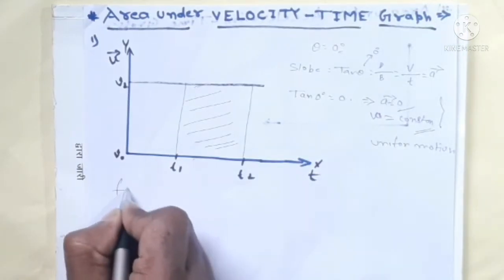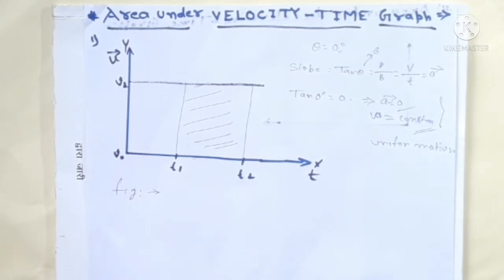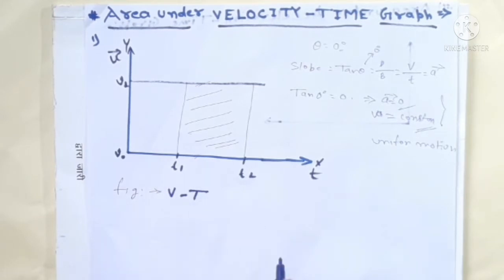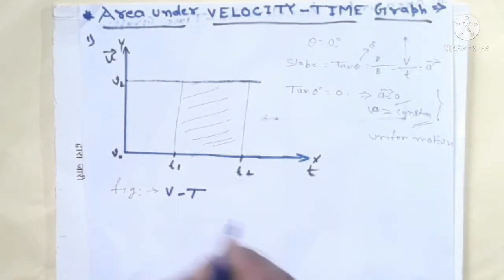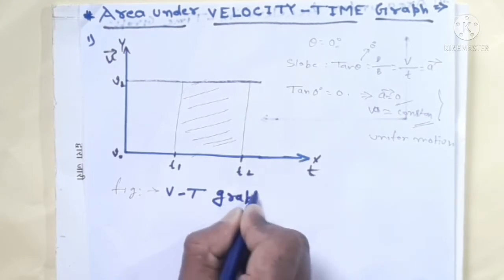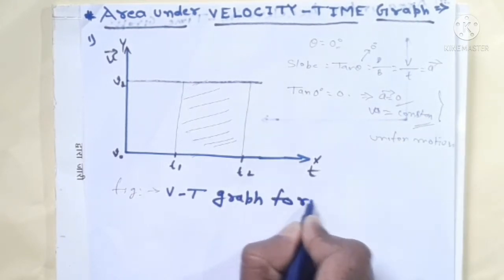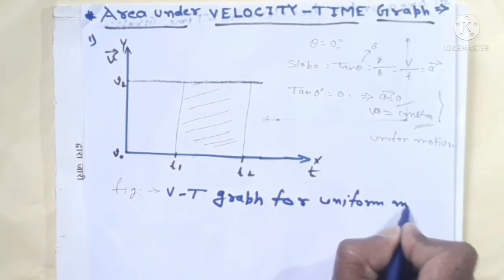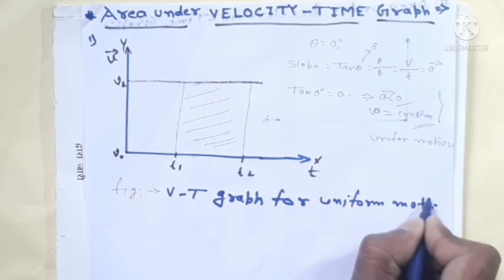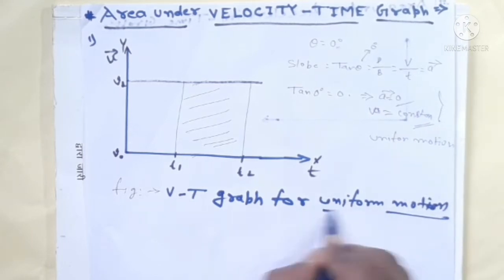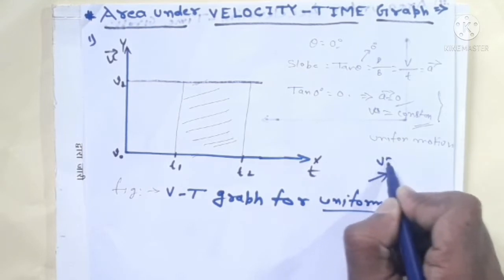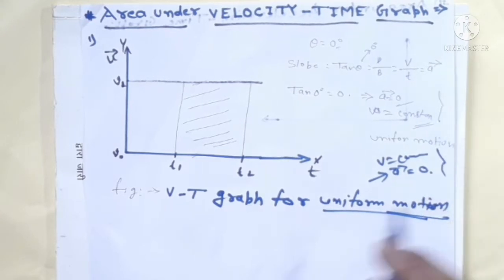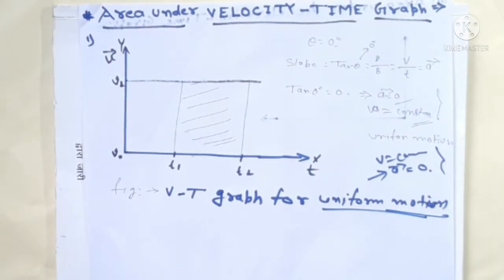So, figure: velocity time graph for uniform motion. When velocity is constant and acceleration is 0, then this type of motion is known as uniform motion.